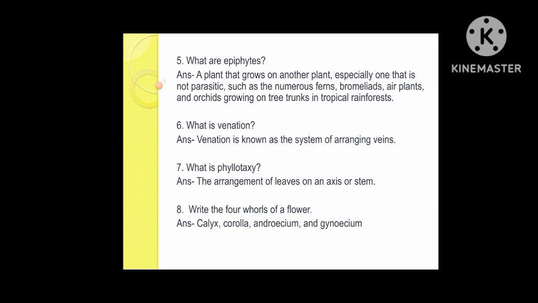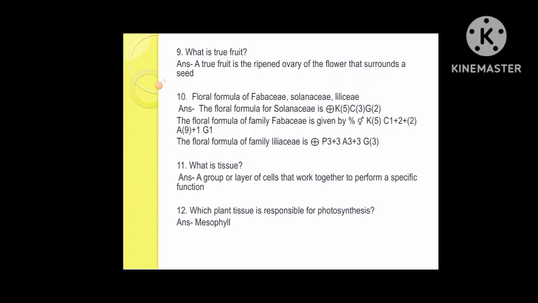Next, write the 4 whorls of a flower. They are calyx, corolla, androecium, and gynoecium. Then what is a true fruit? A true fruit is the ripened ovary of the flower that surrounds a seed.